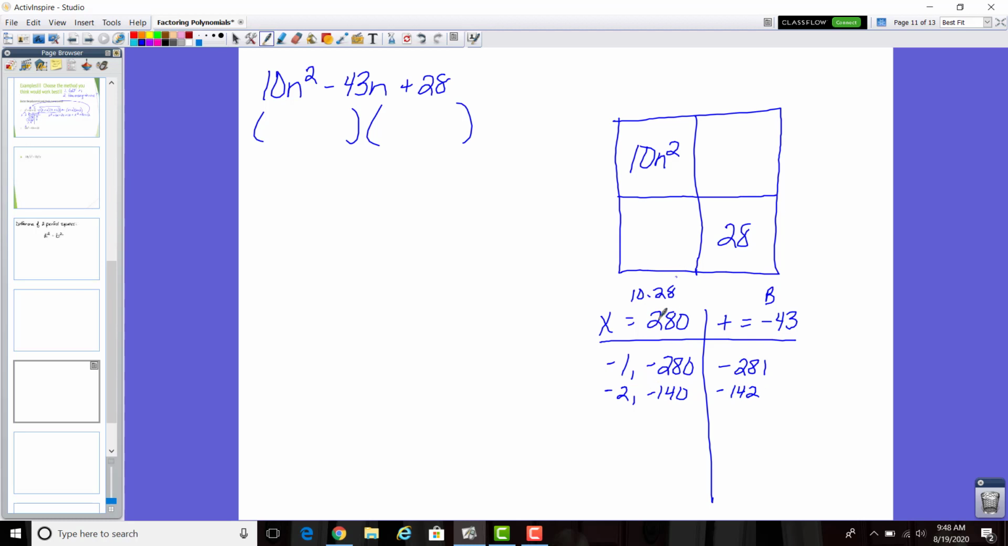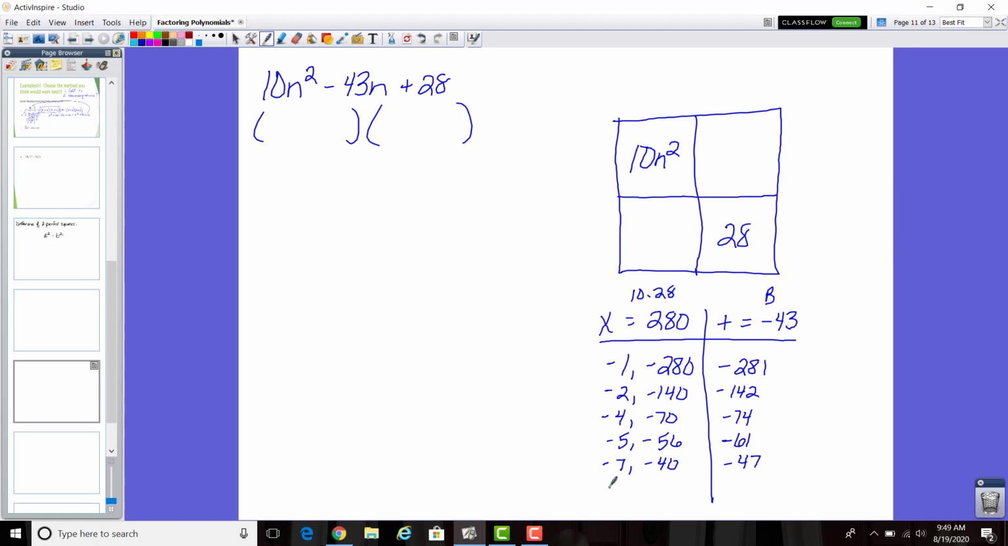It isn't divisible by 3. It is divisible by 4. I get negative 4, negative 70. That gives me negative 74. It ends in a 0, so I know it's divisible by 5. I get negative 5 and negative 56 as factors. That gives me negative 61. It doesn't divide by 6. It does divide by 7. I get negative 7 and negative 40. That gives me negative 47.